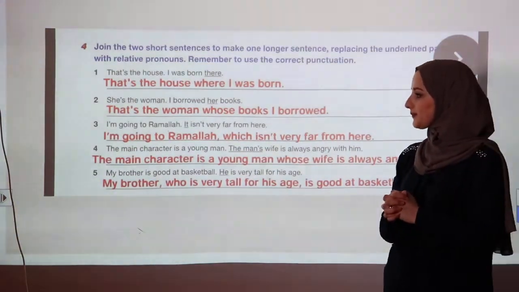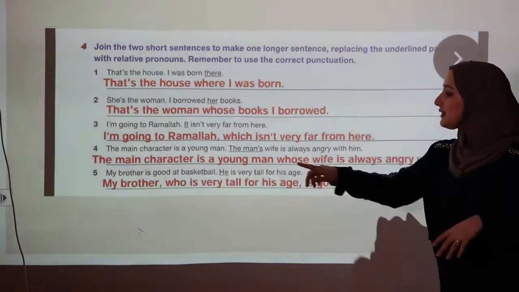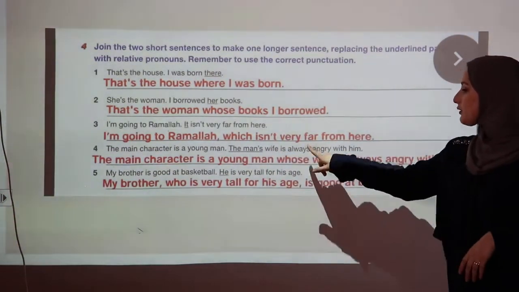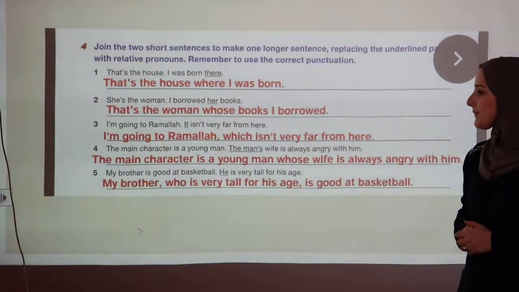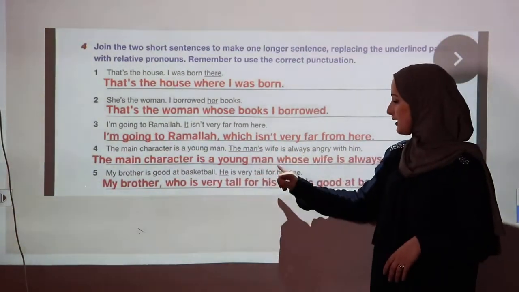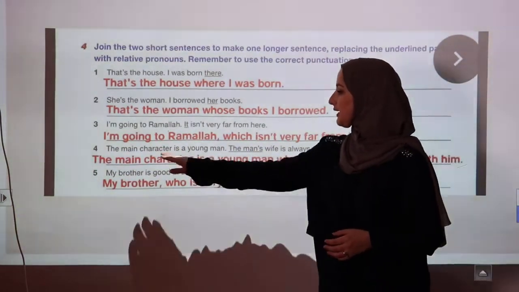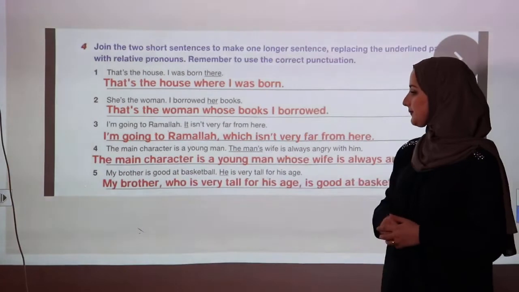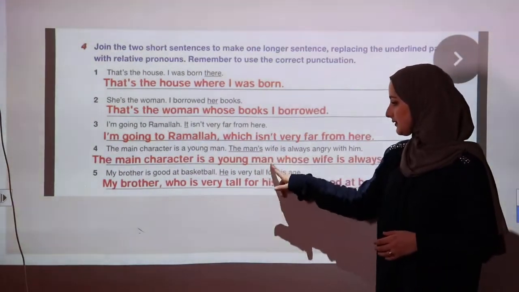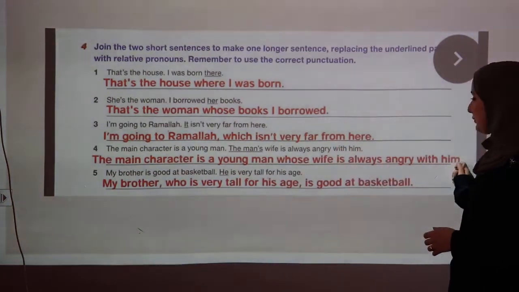Number 4. The main character is a young man. The man's wife is always angry with him. Here we have the possessive s, then you should use what? Whose. Put the first clause: the main character is a young man whose wife is always angry with him, full stop.